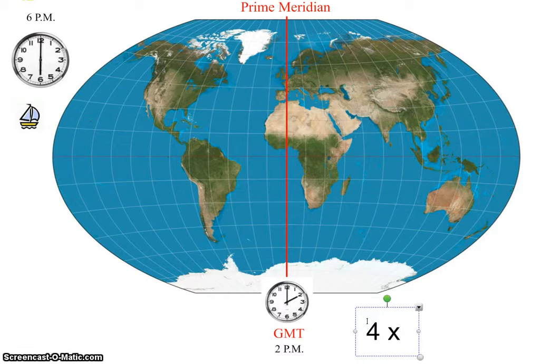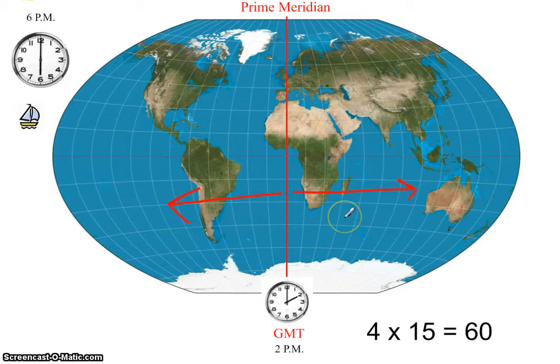Well, we know that each time zone is 15 degrees apart. So if we're 4 time zones away, we're going to do 4 times 15 degrees. And that tells us that the ship is 60 degrees away from Greenwich. Now the question is, are we 60 degrees to the east or are we 60 degrees to the west?